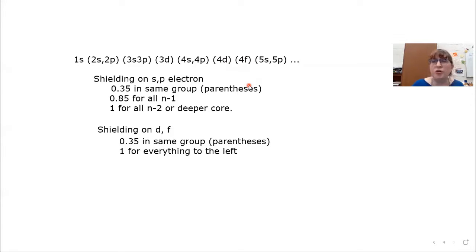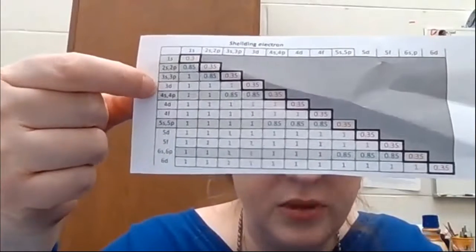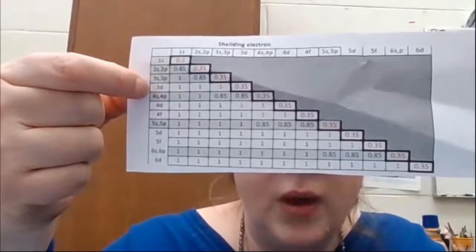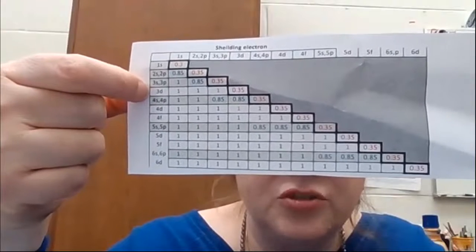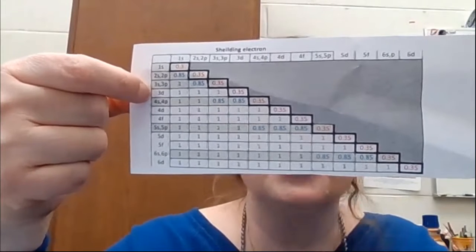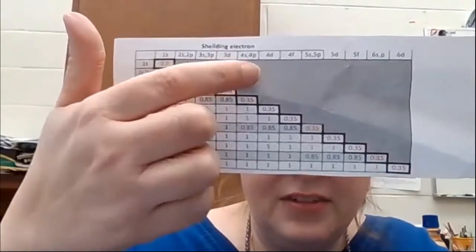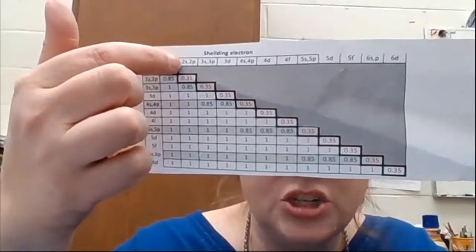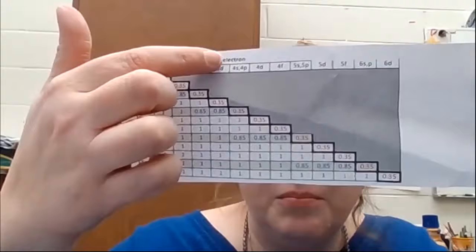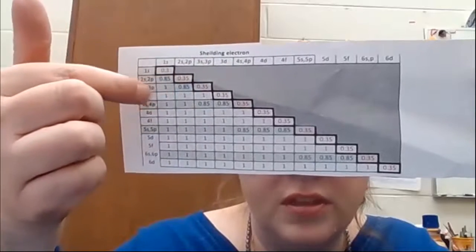Okay, so now a word about using the paper that I gave you. I'm going to stop sharing for just a minute so that you can see this paper. All right, so if I am looking at a 3d electron, and I want to know how much shielding happens from the other electrons. Well, the 3d, those are generally going to be the outside electrons in my first row of transition metals: scandium, titanium, vanadium. And so that means that I have an electron configuration that goes through the 1s, 2s and 2p, 3s and 3p, but it also has 4s electrons. So that's in this gray area for the 3d.